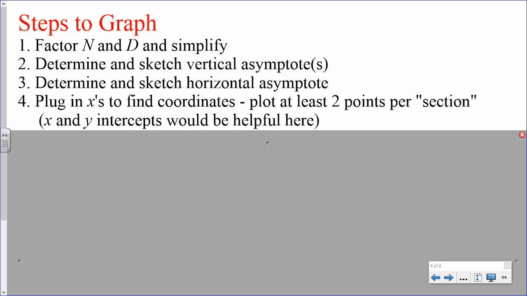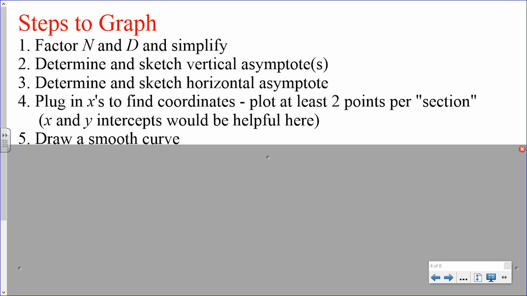So what do I mean by 2 points per section? If you have a vertical asymptote, only one, pick 2 points to the right and 2 points to the left so you can get the shape of the two pieces. When you draw your curve, please make sure it's nice and smooth. There are no corners. There are no zigzags. It's just nice and smooth.